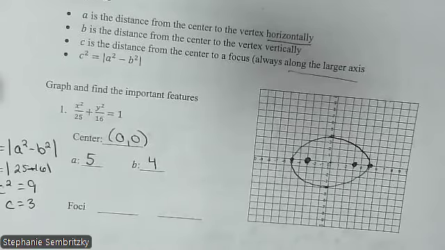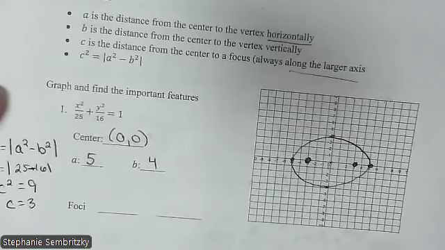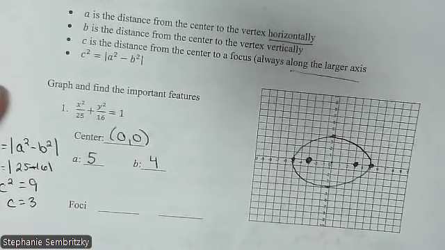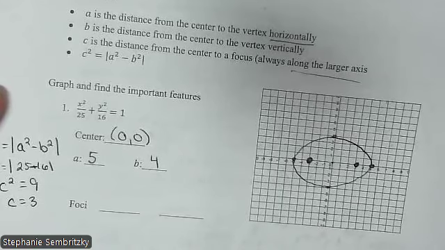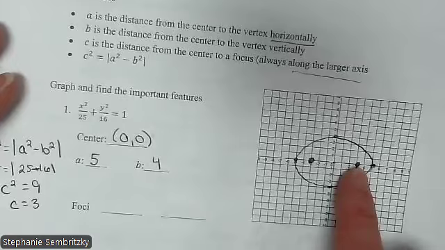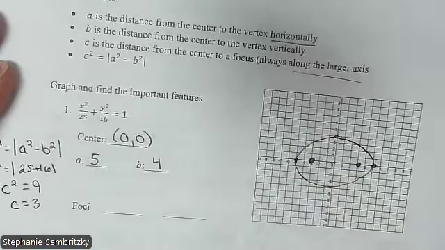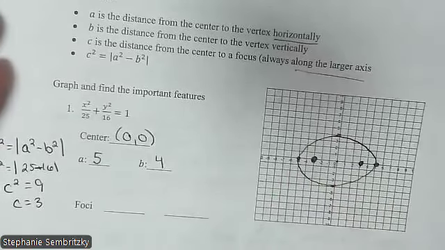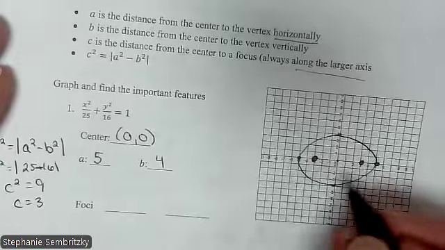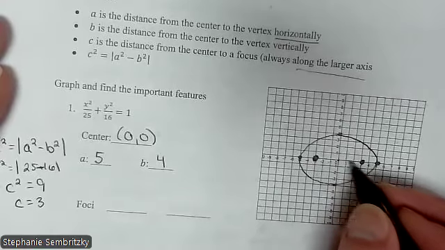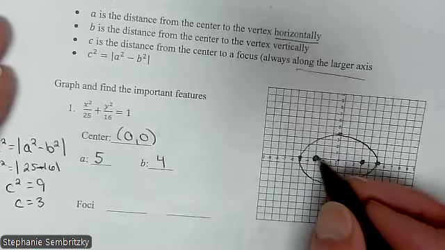There's also some buildings that are built oval, and there's always this whisper spot where if you stand at it, you can hear anything anybody says, because the sound waves will bounce off the walls and go to those little focal points. So they're pretty neat. So I went from the center 3 steps right and 3 steps left.